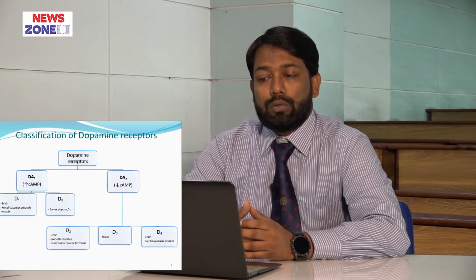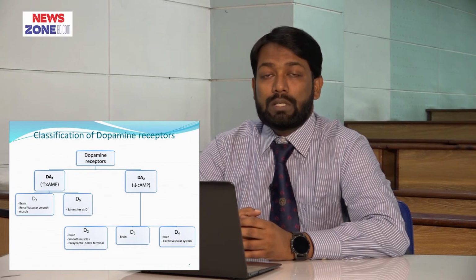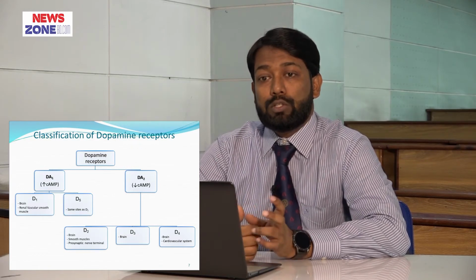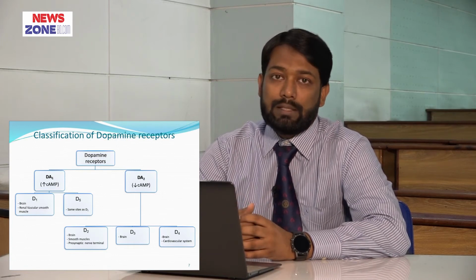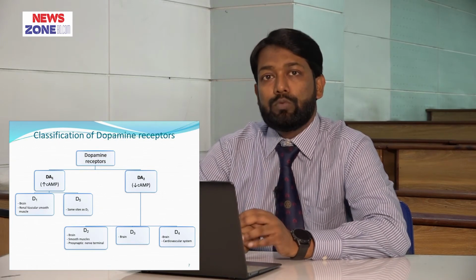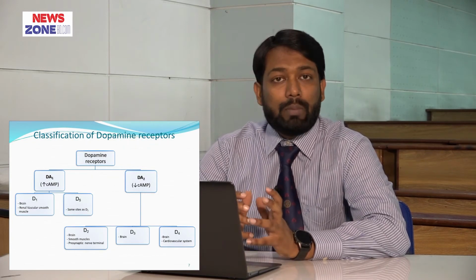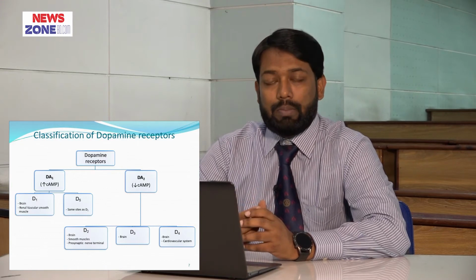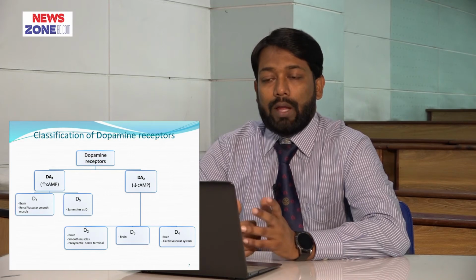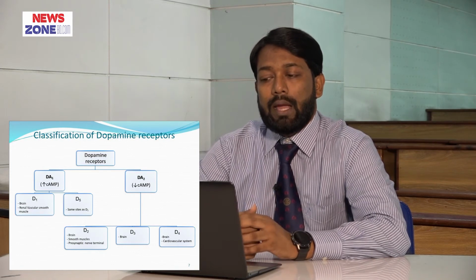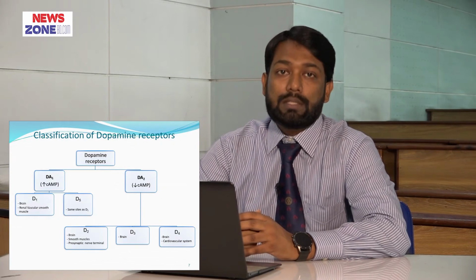Now, we will show you the classification of dopamine receptors. Dopamine receptors are mainly classified into two major groups, DA1 family and DA2 family. The difference between DA1 and DA2 family is that the DA1 family of receptors act by increasing cyclic AMP, whereas the DA2 family acts by decreasing the concentrations of cyclic AMP.